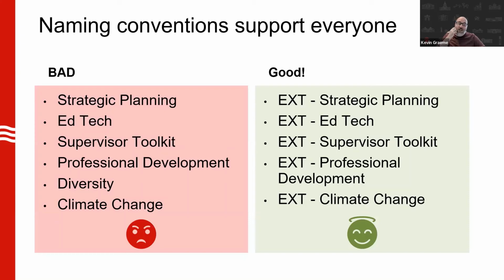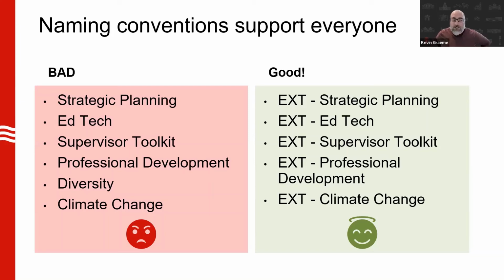All right, one of the other things that we quickly did, we used to do this even before we merged with Madison, but it felt even more important as we came into Madison, is establishing naming conventions for our sites. Any school and division is probably going to have something like strategic planning, a supervisor toolkit from their HR office, professional development, maybe climate change, ed tech. All of these different things could be relevant in any school or division.